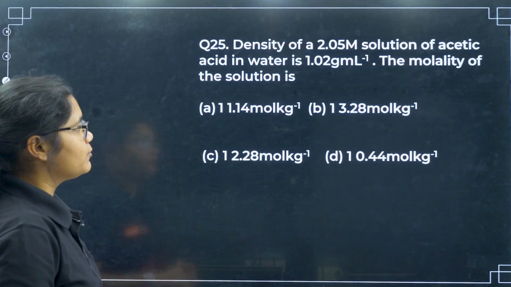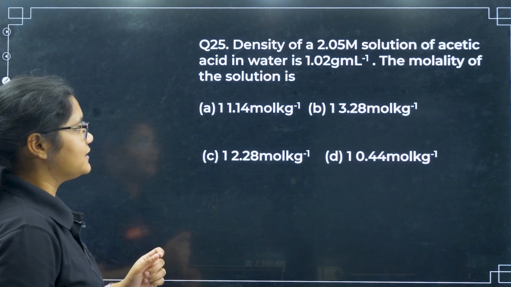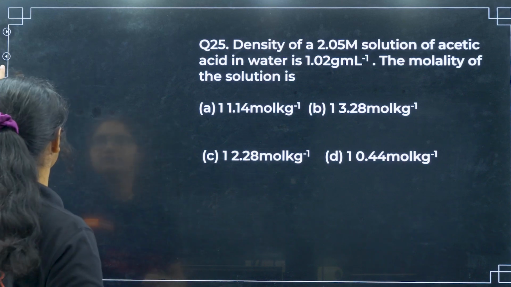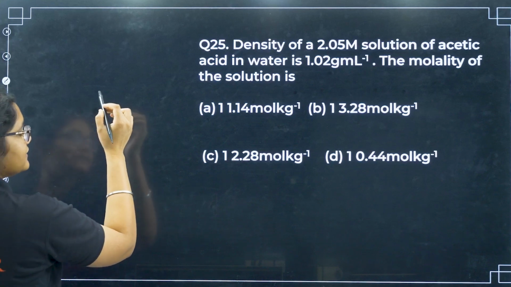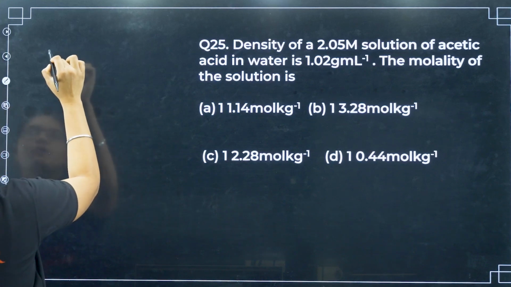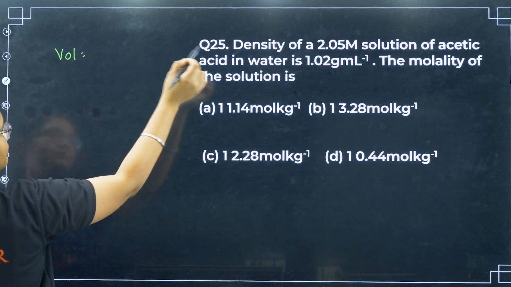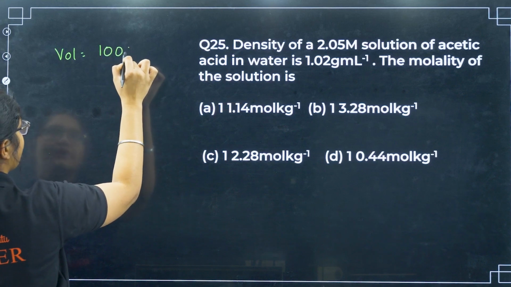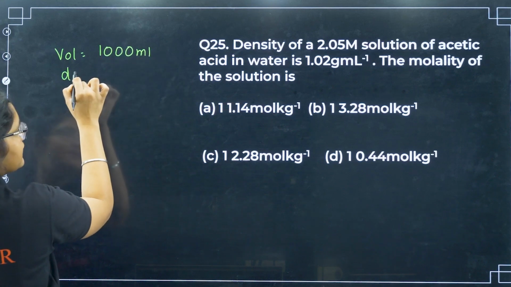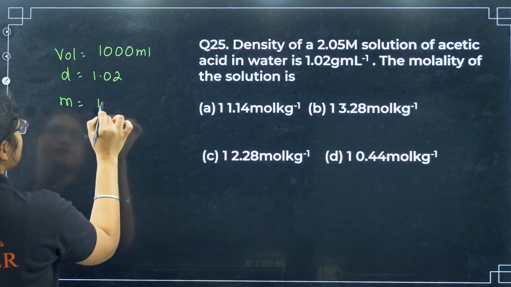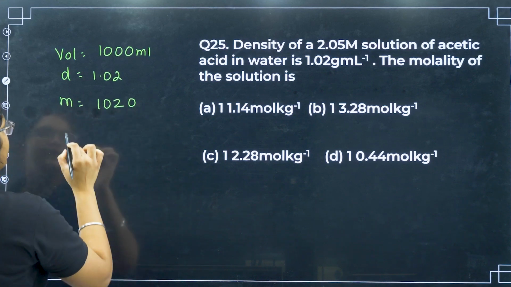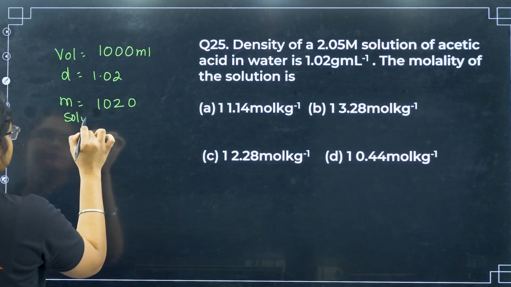Next, the density of a 2.05 molar solution of acetic acid in water is given. The molality of the solution is? Okay. Density is 1.02. What is the volume of the solution? Molarity is given, so 1000 ml, or 1 liter. Then what is the mass of the solution? 1020. This is the mass of the solution.